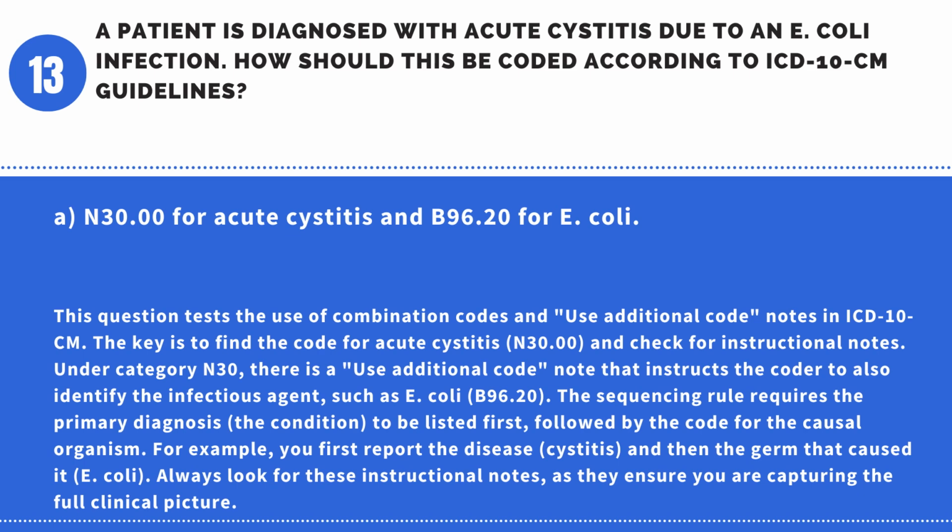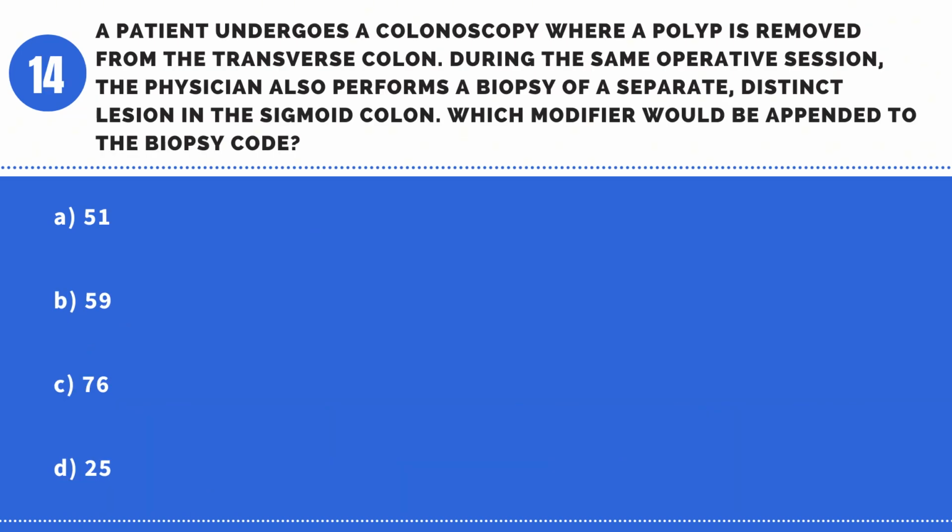The sequencing rule requires the primary diagnosis, the condition, to be listed first, followed by the code for the causal organism. For example, you first report the disease, cystitis, and then the germ that caused it, E. coli. Always look for these instructional notes, as they ensure you are capturing the full clinical picture. Question 14. A patient undergoes a colonoscopy where a polyp is removed from the transverse colon.